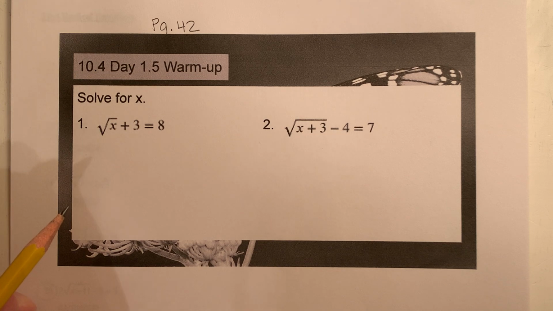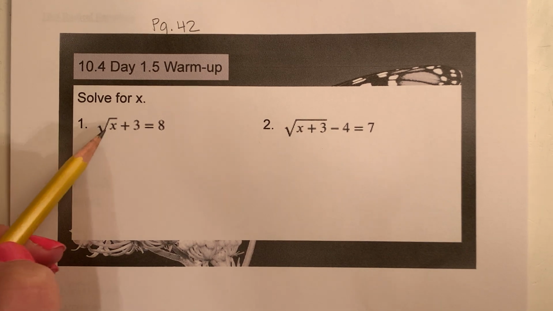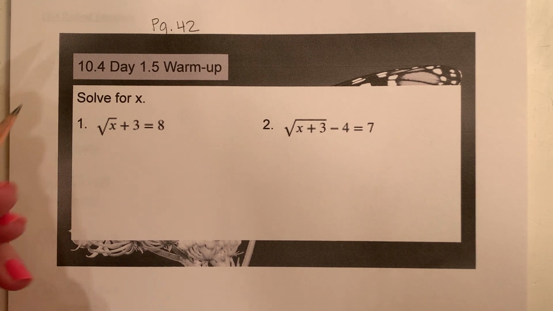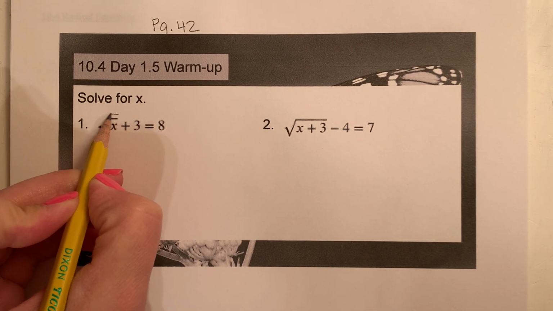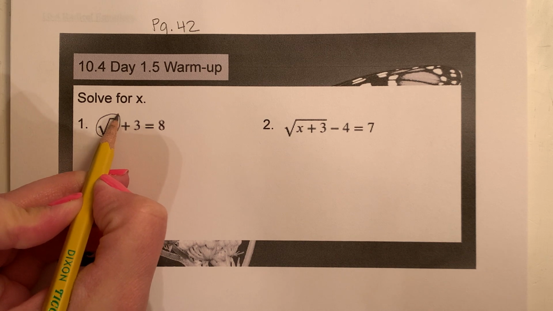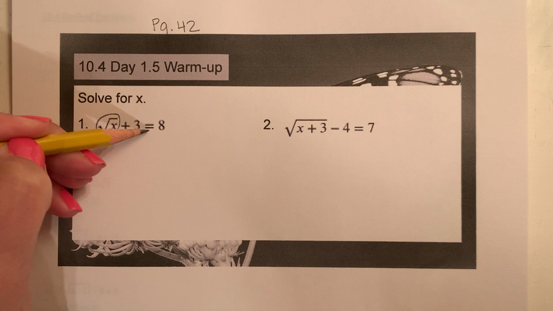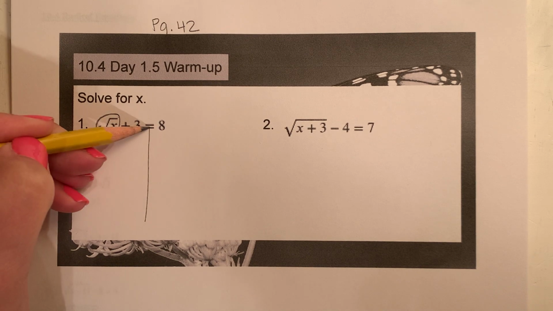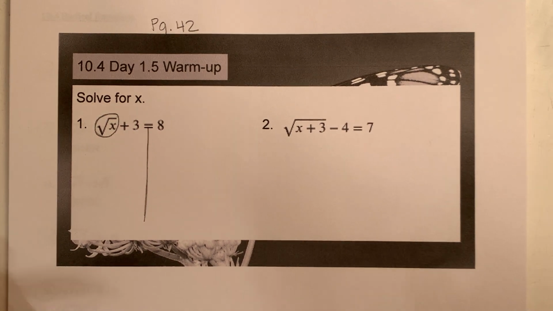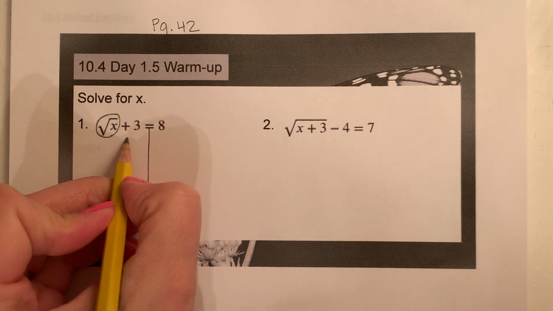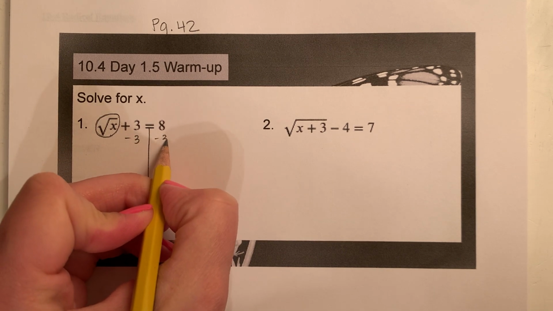Yesterday you learned how to solve a radical equation. That's an equation that has a radical in it. What I like to do when I'm solving these is I like to circle the actual radical itself and think about getting that piece completely by itself. Okay, if it also helps, you can draw a line down the middle where your equal sign is. And so I can see I have to get the square root of x completely by itself, so I would start by subtracting 3 from both sides.